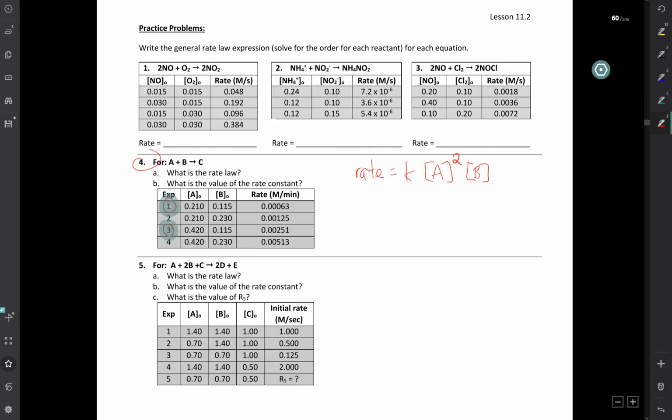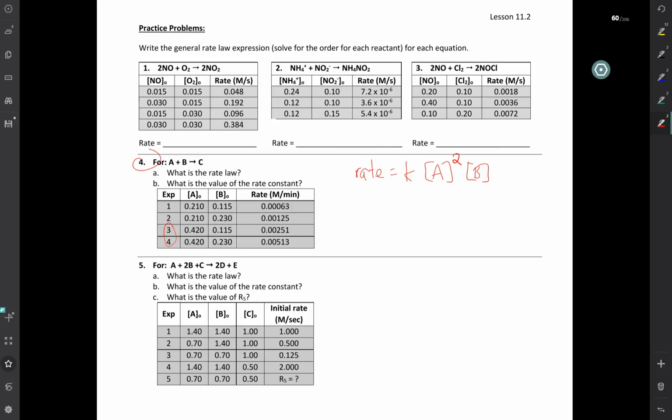Let's do the same thing for reactant B. I need to find 2 experiments where the concentration of A remains the same and the concentration of B changes. I can look at 1 and 2, or I could look at 3 and 4. In both cases, the concentration of A stays constant and the concentration of B is doubling.